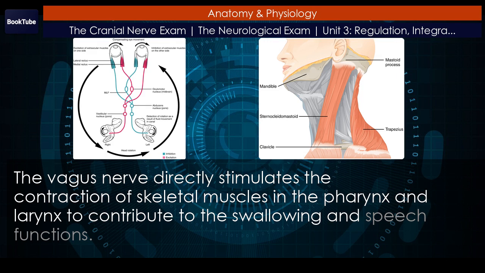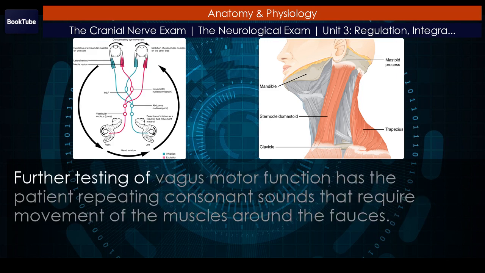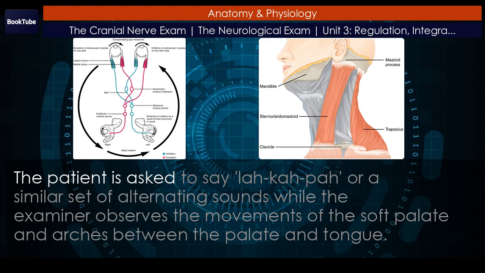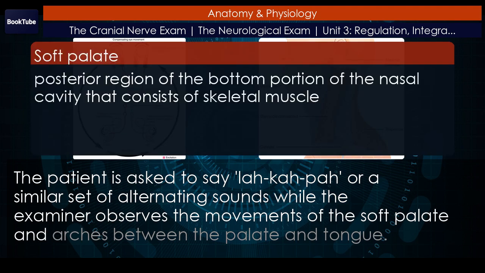Further testing of vagus motor function has the patient repeating consonant sounds that require movement of the muscles around the fauces. The patient is asked to say, la ka pa, or a similar set of alternating sounds while the examiner observes the movements of the soft palate and arches between the palate and tongue.